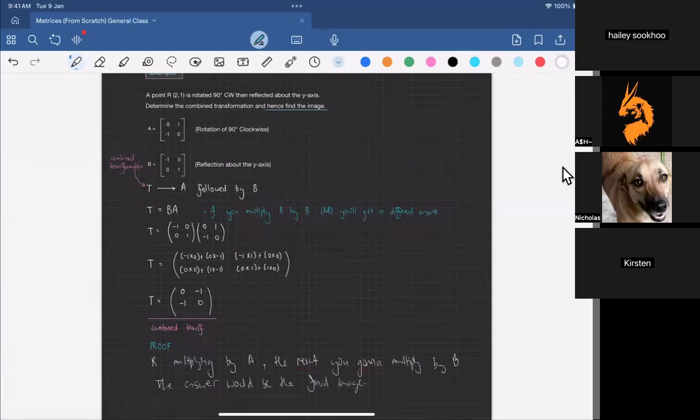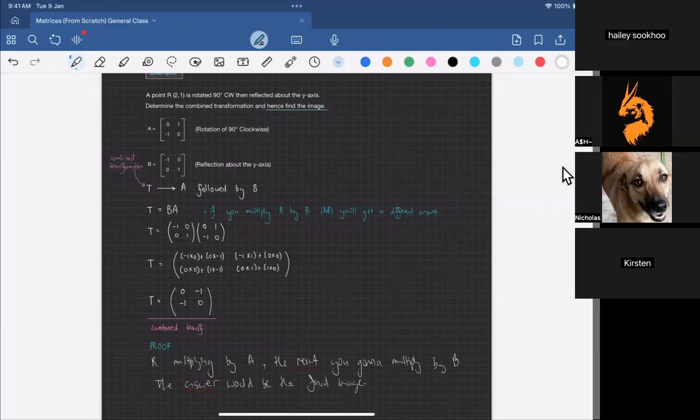So Haley, you understand what you had to do? Yeah. You're going to multiply R by A to figure out how it would look if it was rotated 90 degrees. And you're going to then take that point and multiply by B to then reflect it. So we're good. Yeah. That's all I want you all to do.